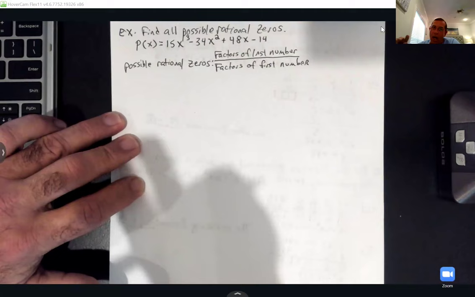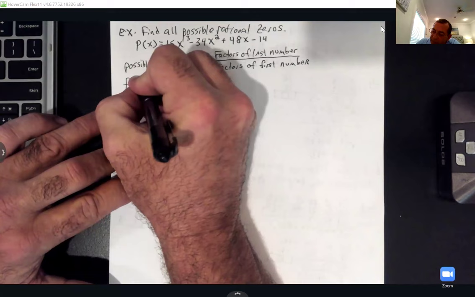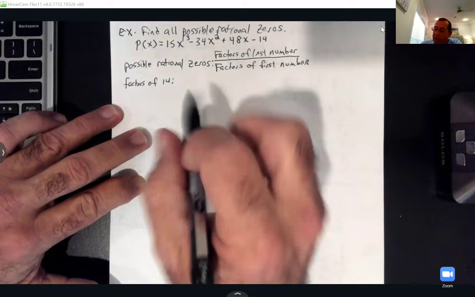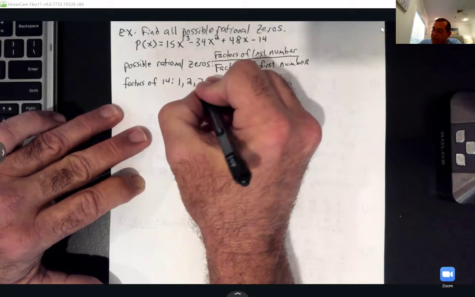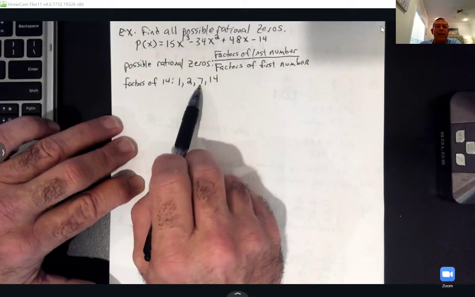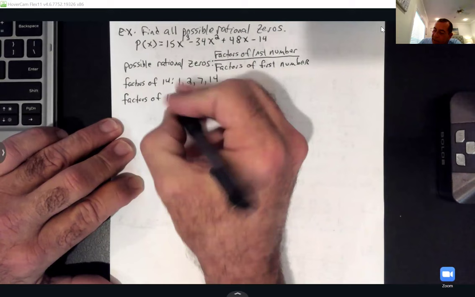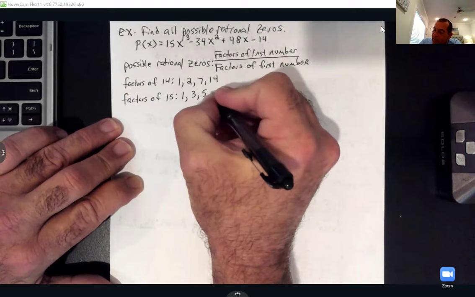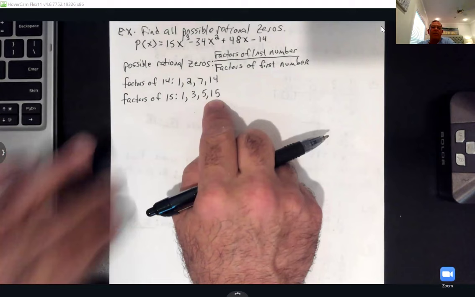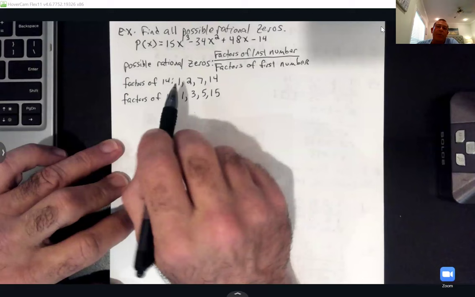So we're going to have a lot of possible combinations. So factors of 14. All the factors of 14 would be 1, 2, 7, and 14. So, 1 times 14, 2 times 7. Now, the first number is 15, so I need all the factors of 15. So, let's see, that'll be 1, 3, 5, and 15. So these are all the possible factors of 15. Now, I'm going to take every one of these factors and divide by all four of these factors, okay?